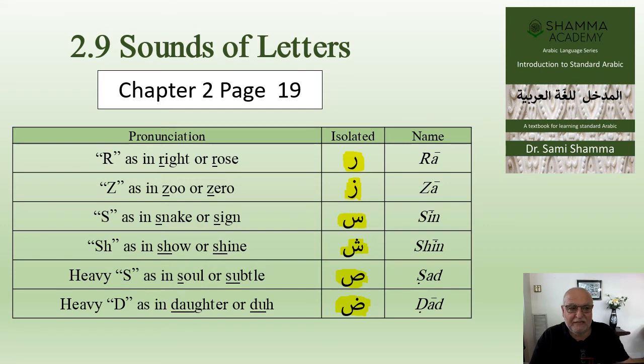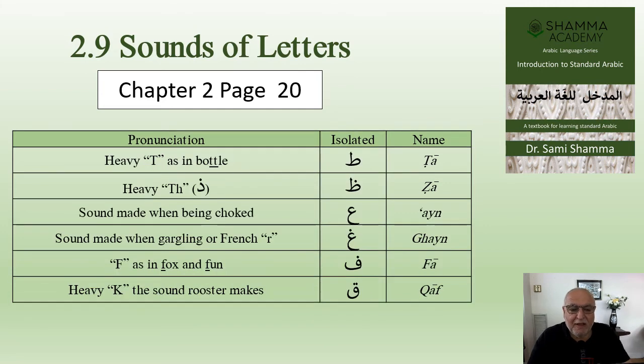And this is this set. In this set, there are 5 letters that don't exist in English, but they're not difficult to make. The first one is a strong T. It's a ta. We don't say bottle, we say bottle. Ta. It's that sound we're looking for. Ta, bottle.